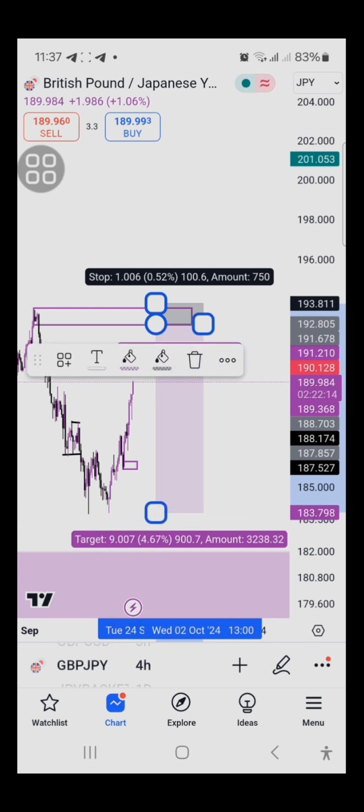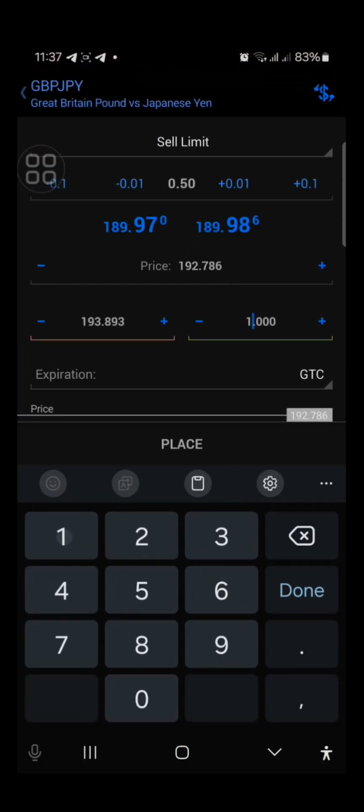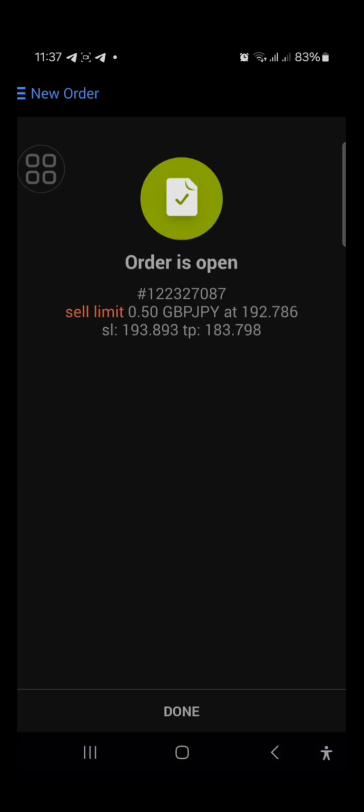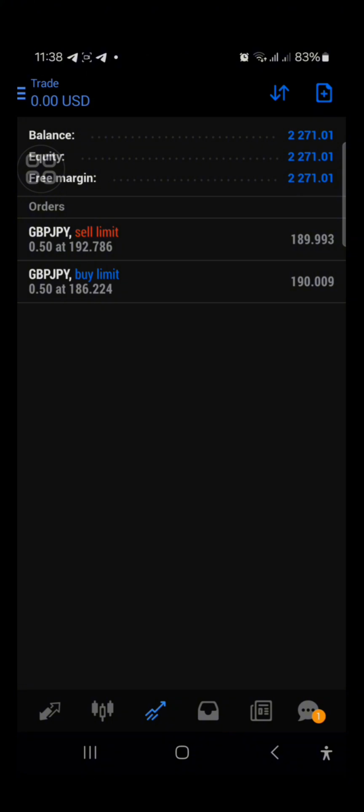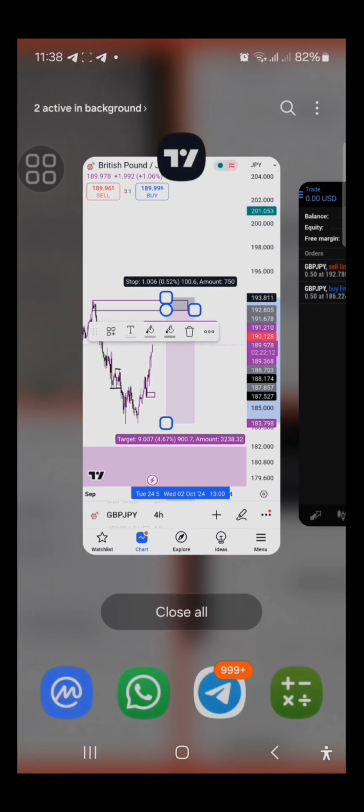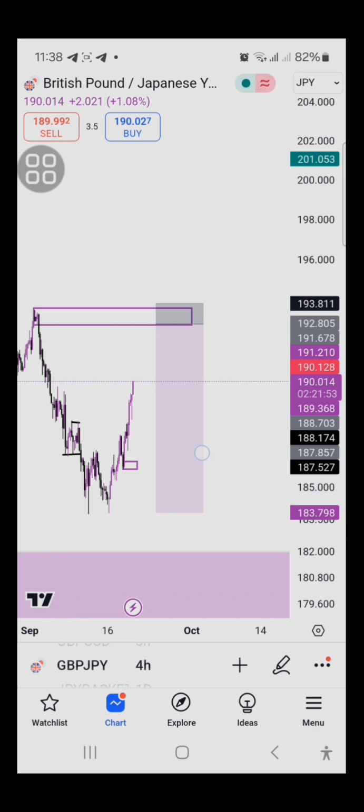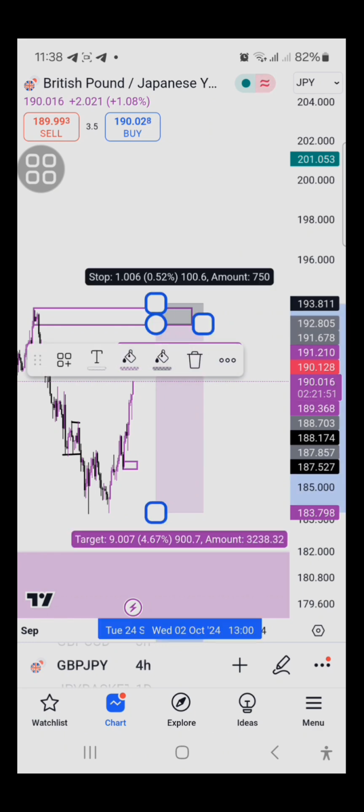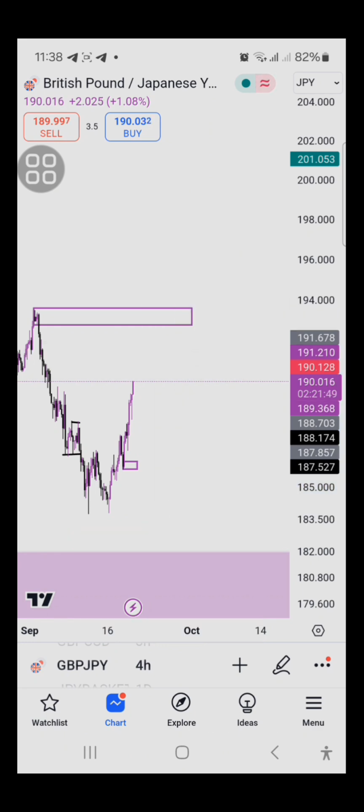183.798, and I am done. Okay, I just simply place it and we're good to go. So that is for buy and sell limits. Now for sell stop and buy stop, I think it's pretty easy.